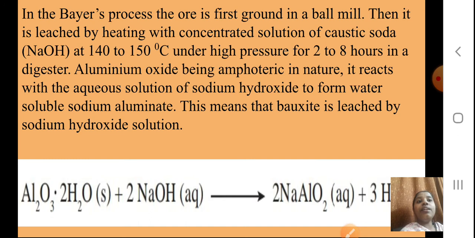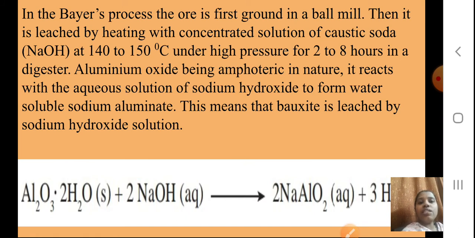Aluminium oxide being amphoteric in nature means it can act as both acid and base. So it reacts with the aqueous solution of sodium hydroxide to form water soluble sodium aluminate. Okay, what will it form? It will form the soluble sodium aluminate. This means that bauxite is leached by sodium hydroxide solution.